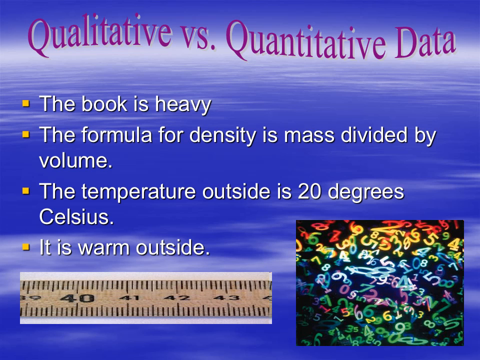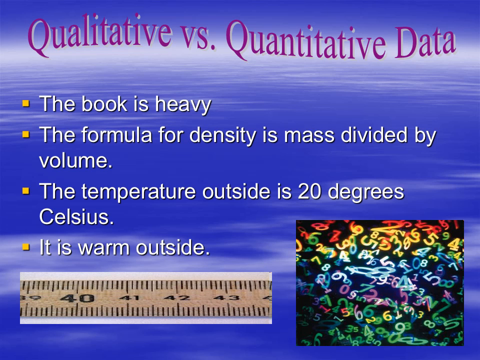Some examples here, the book is heavy. That's a great example of a qualitative statement. It doesn't tell you how heavy the book is, you just know that the book is heavy. The formula for density is mass divided by volume. This one's tricky, and it could be argued to go both ways because the formula for density is mass divided by volume doesn't tell you any numbers. However, density is a number, mass is a number, and volume is a number. So if we did plug numbers in, then it would be quantitative.